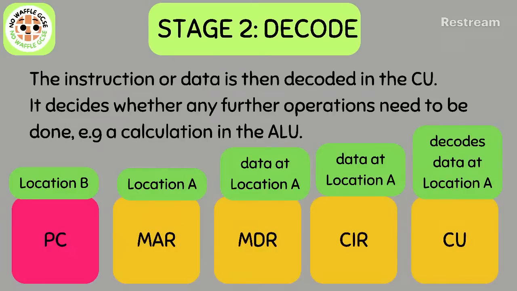The instruction or data, we've now moved on to the decode part of this. So the instruction or data is then decoded in the control unit. So remember, when we were looking at the control unit, we were looking at all the different things that happen in it. So it's got the decoding and the executing part of this FDE cycle. So a lot of things happen here. The instruction or data is decoded in the CU. It decides then whether any further operations need to be done, for example, if you need to do a calculation in the arithmetic logic unit.